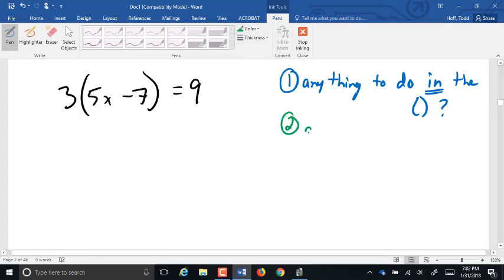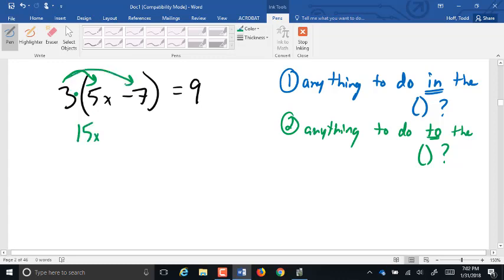is there anything to do to the parentheses? And in this case, what's being done to the parentheses? Multiplied by the 3, very good. So we're going to use that shortcut of distributing. What is 3 times 5x? 15x. What is 3 times negative 7? Negative 21, and that still equals the 9.